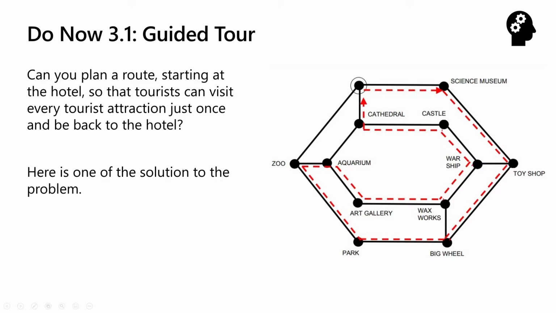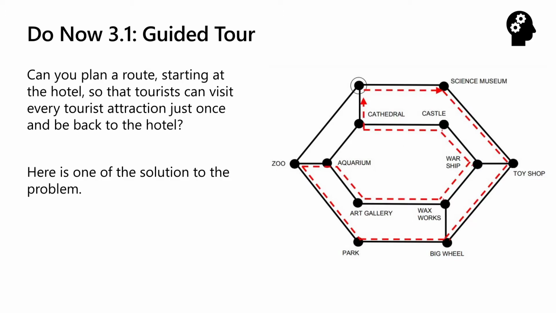Here is one of the solutions to the problem. We started from the hotel, went all the way here, and we're using this route to go back to the hotel. If you see these arrows, they point to the location that you're going to, and you're only visiting all of these attractions once. We're not repeating anything here.